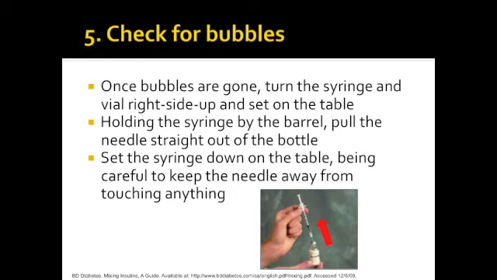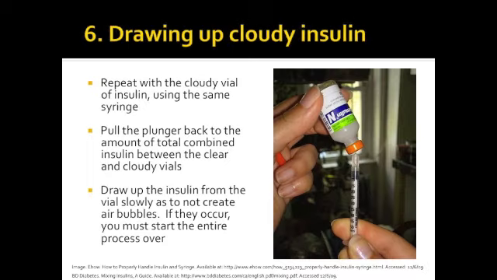Once there are no bubbles, turn the bottle and syringe back over so that the bottle is flat on the surface again. Hold the syringe by the barrel and pull the needle straight out of the bottle and set it down on the table, being very careful not to touch the needle to the surface of the table. Touching the needle to the surface of the table will make the needle dirty and unusable. Repeat these steps with the cloudy insulin using the same syringe and needle as we did with the clear insulin.